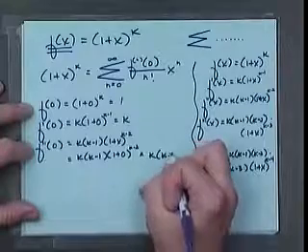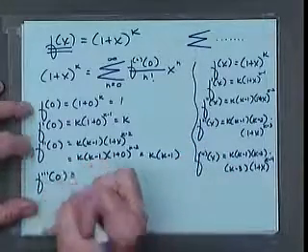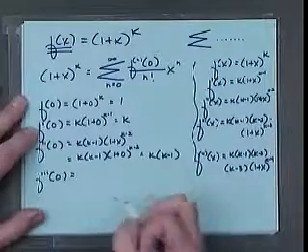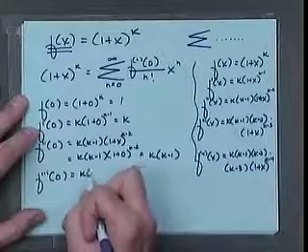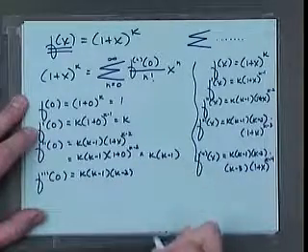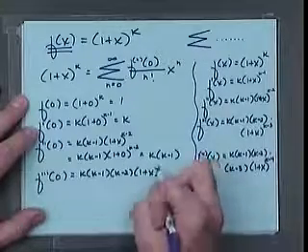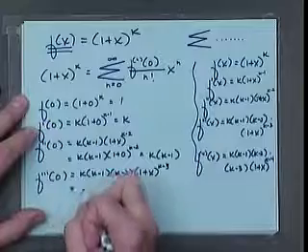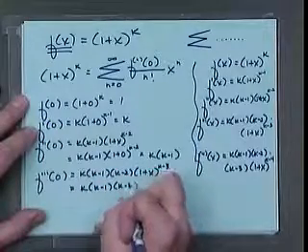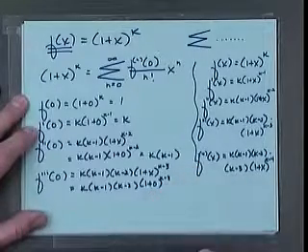Third derivative, and this is as far as we need to go. I think the pattern's pretty clear. Third derivative is k times k minus 1 times k minus 2, 1 plus x to the k minus 3 at 0, 1 plus 0 to the k minus 3. That's just going to be 1.